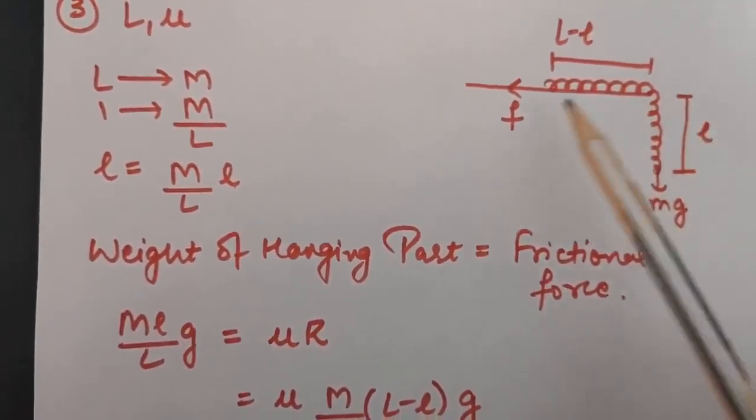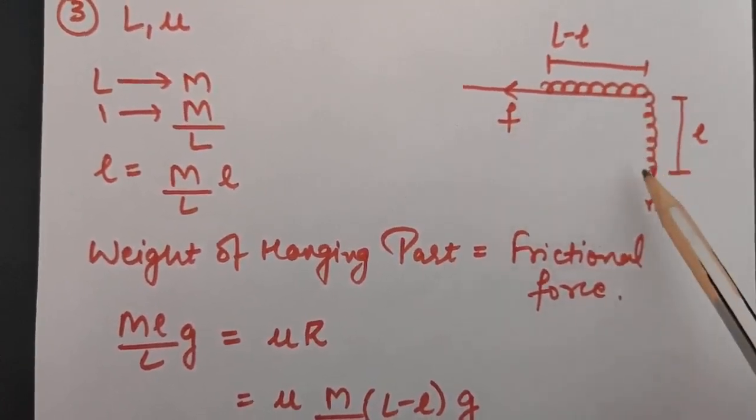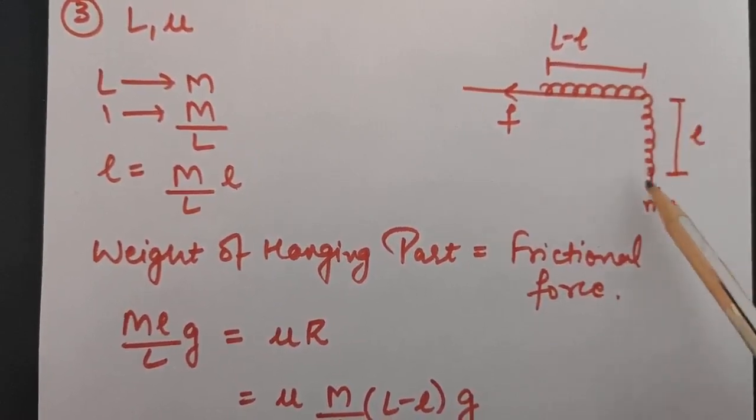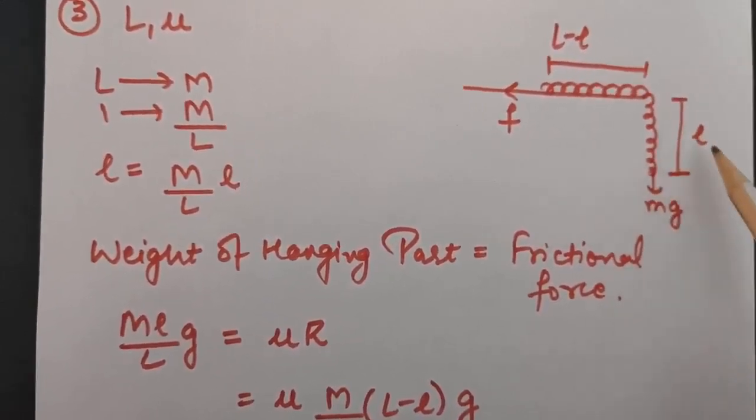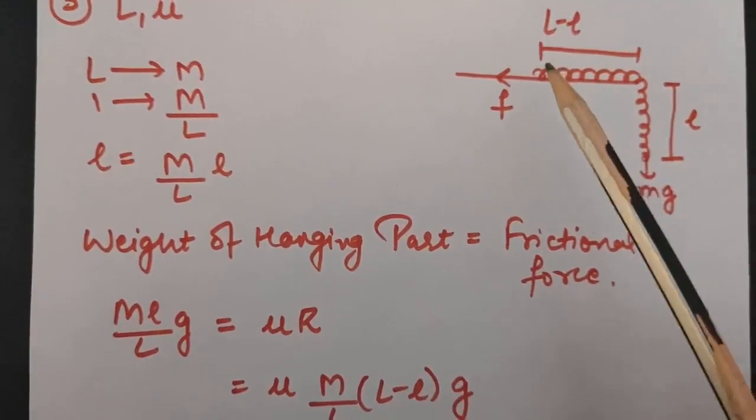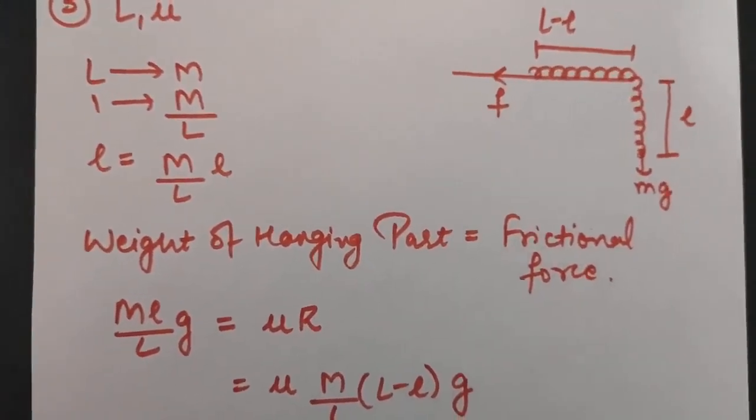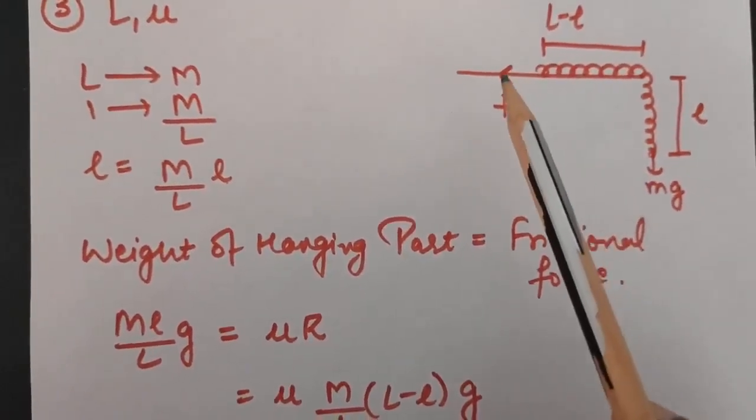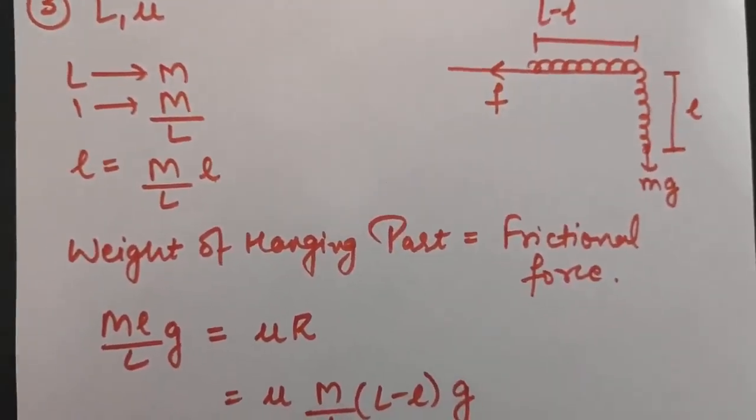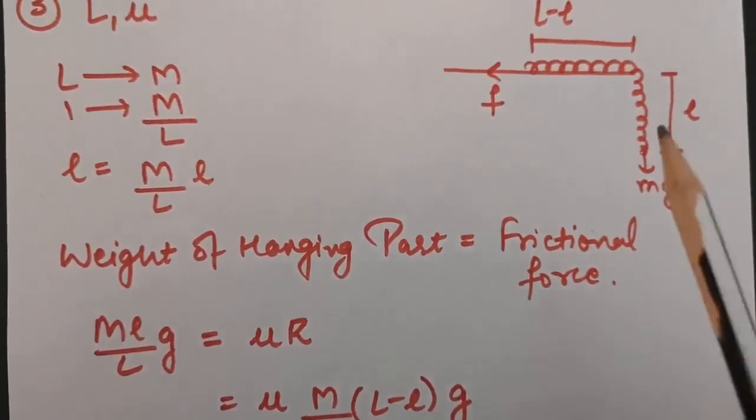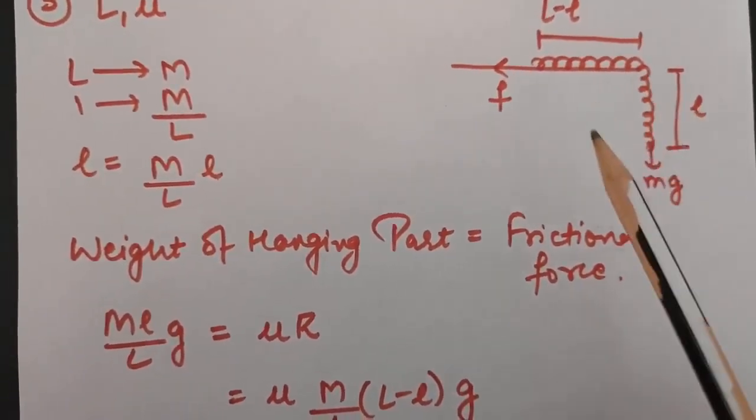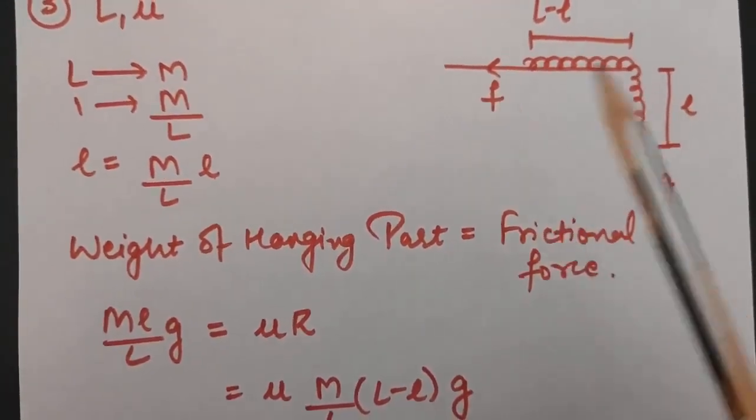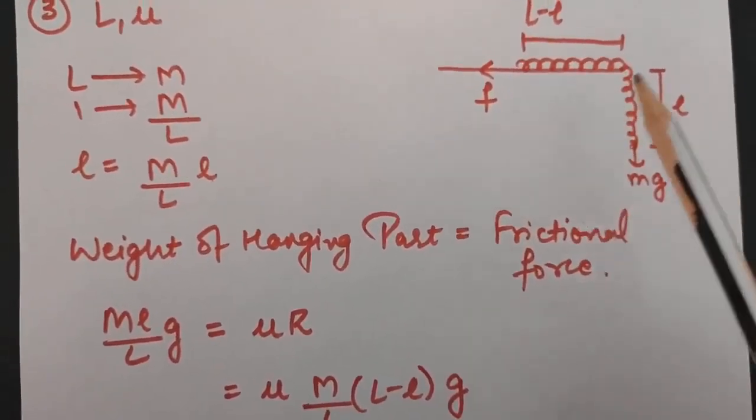As it is given, the total length of this chain is capital L. So let us suppose this length which is hanging here is small l. So this part will be nothing but capital L minus small l. Coefficient of friction is also given, so that means there will be a force of friction here. So this chain can only be in equilibrium. Now look clearly here, there are two forces: the mg due to this part because this is the hanging part, and the friction on this part because this is on the table.